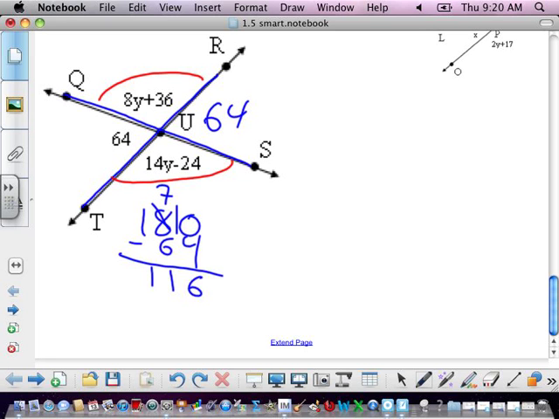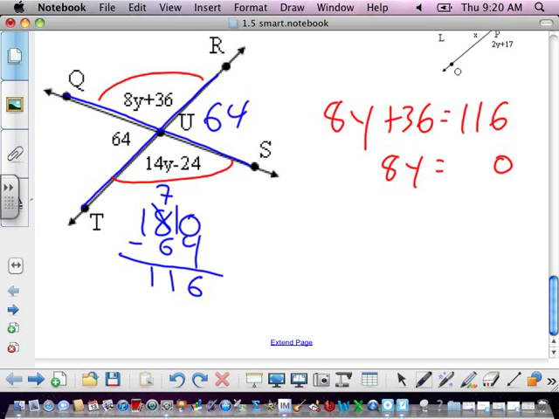Okay. So if I want to figure out what y is, I just go like this. 8y equals, I'm going to subtract 36 from both sides. 11 minus 3 is 8. So y equals 10.